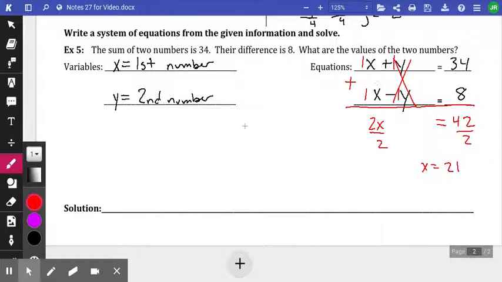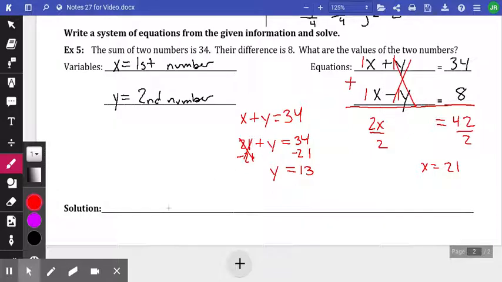My second number, I know that their sum, so x plus y, was 34. So I know that 21 plus the second number is 34. So maybe you can do this in your head, but if not, solve it algebraically by just undoing the operations. So 21 minus 21 cancels. This will give us y is equal to, and then 34 minus 21 is going to give us 13. So you can double check, is 21 minus 13 equal to 8? And the answer is yes.